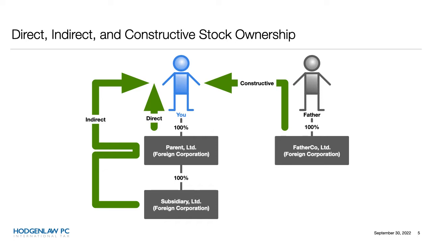And as you're going through our chat for the next hour or so about attribution rules, keep in mind that constructive ownership is a non-economic relationship between you and this other foreign corporation. So economic ownership is indirect. Non-economic interest is the constructive ownership.